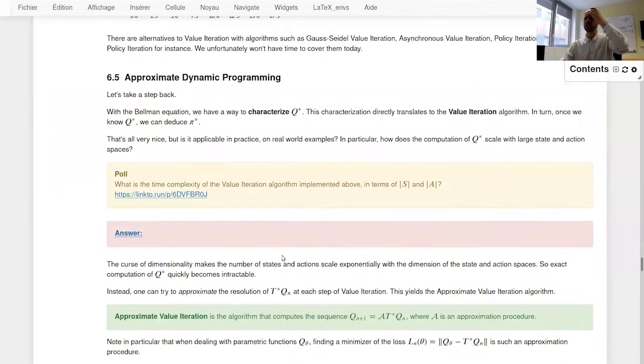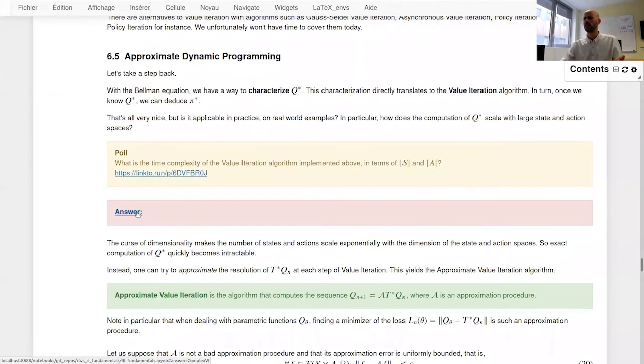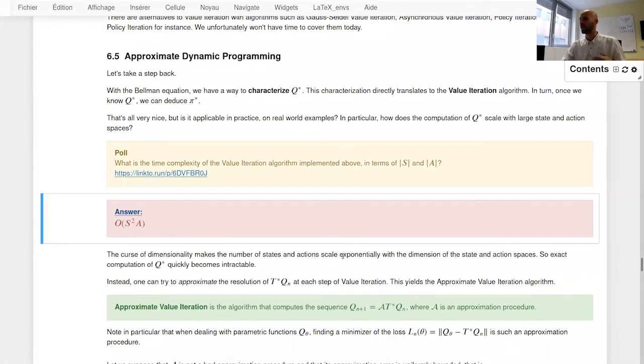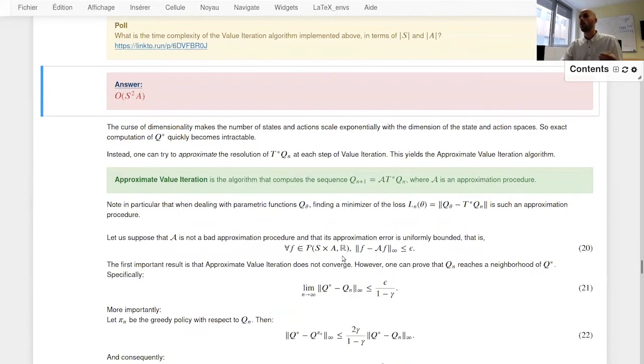The problem is that the curse of dimensionality makes the number of states and actions scale exponentially with the dimension of the state and action spaces. So exact computation of Q star quickly becomes intractable when the dimension of the state space becomes large. Instead, what we could do is try to approximate the resolution of T star of Qn at each step of value iteration so that the complexity remains limited because we have a limited number of parameters. This yields the approximate value iteration algorithm.